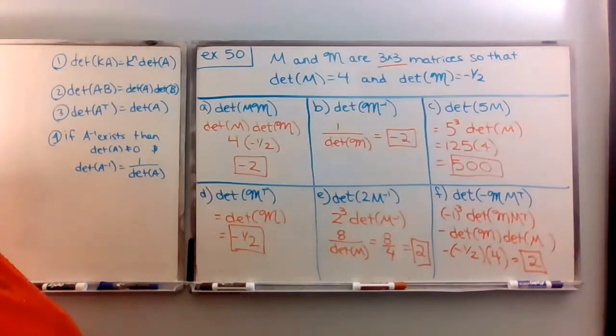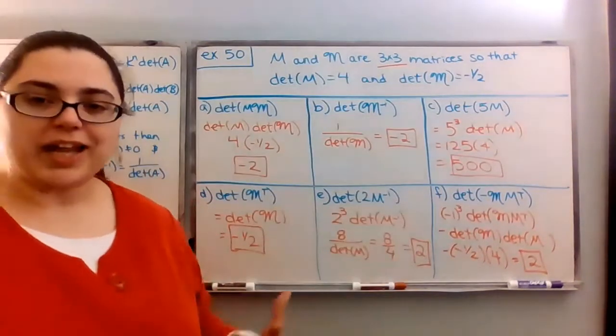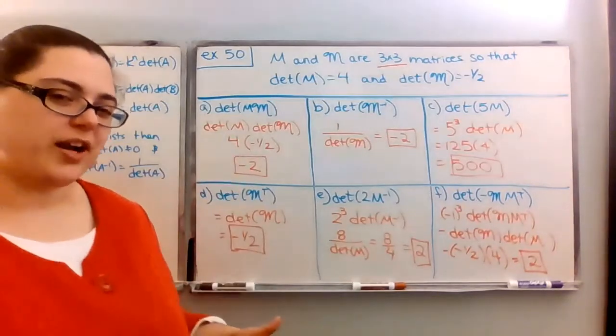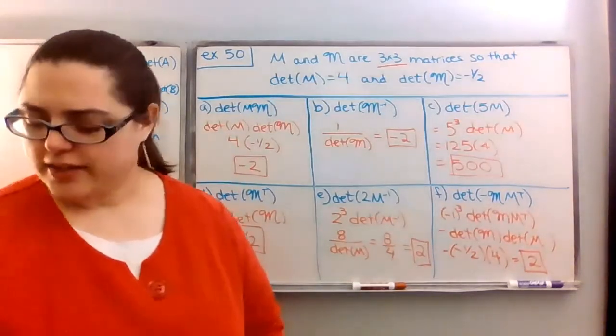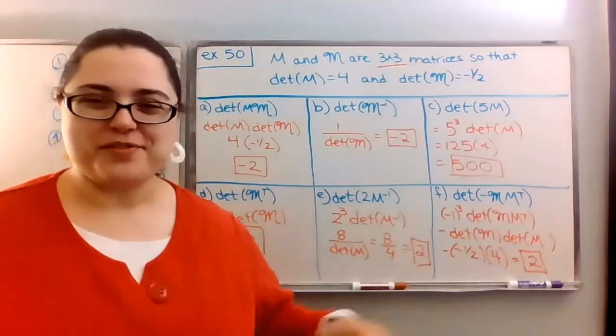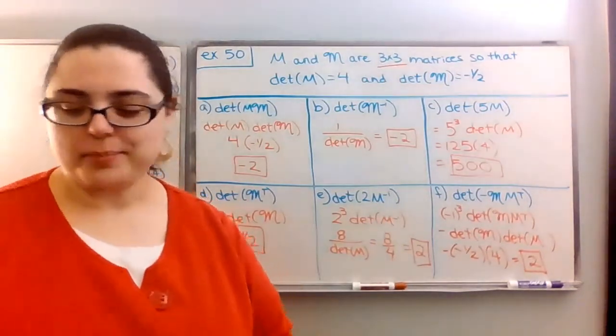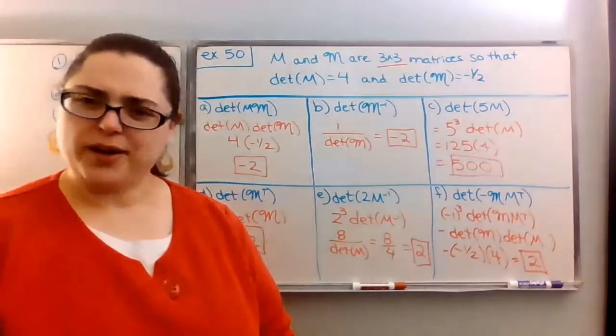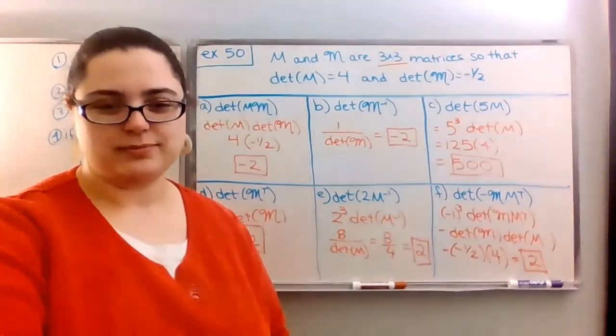So that's it. Here we have 6 examples of applying these determinant properties in a variety of ways. I think we have just one more example. Yep, just one more example for this video, and then we'll be done. We'll wrap it up. So on to example 51.